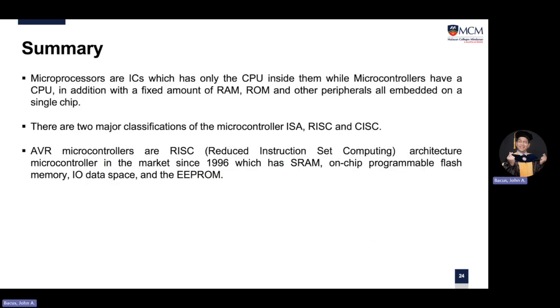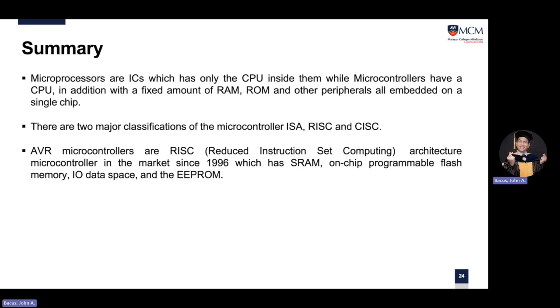So in summary to our lecture this afternoon, we are almost done. Actually, we're done. Microprocessors are integrated circuits which have only one CPU inside them, while microcontrollers have the CPU in addition with a fixed amount of RAM, ROM, and other peripherals all embedded in a single chip. So two major classifications of microcontrollers by ISA are RISC and CISC. AVR microcontrollers are RISC, no?